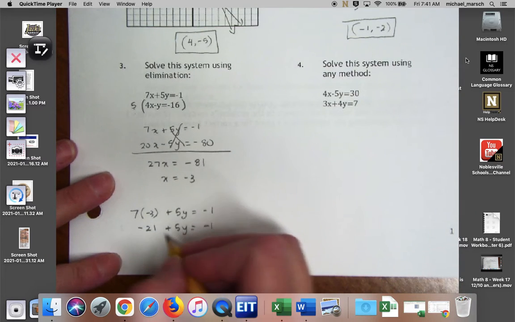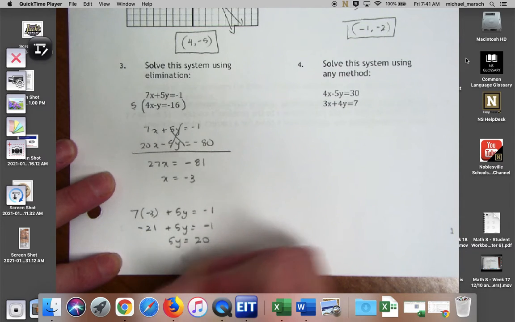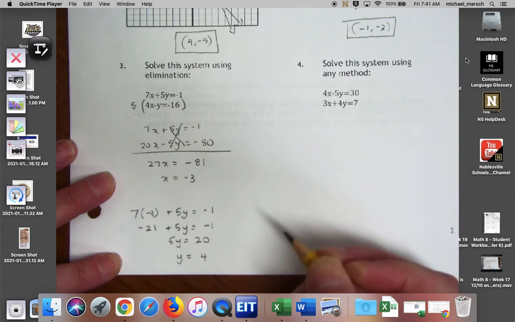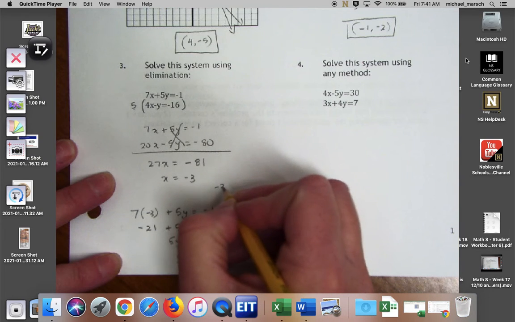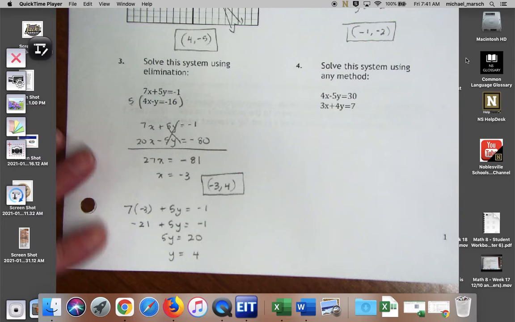Okay, anyway. So then I'm going to add 21, so I'm going to get 5y equals 20, and I have y equals 4. So my ordered pair for this one is -3, 4. That would be my solution to this system.